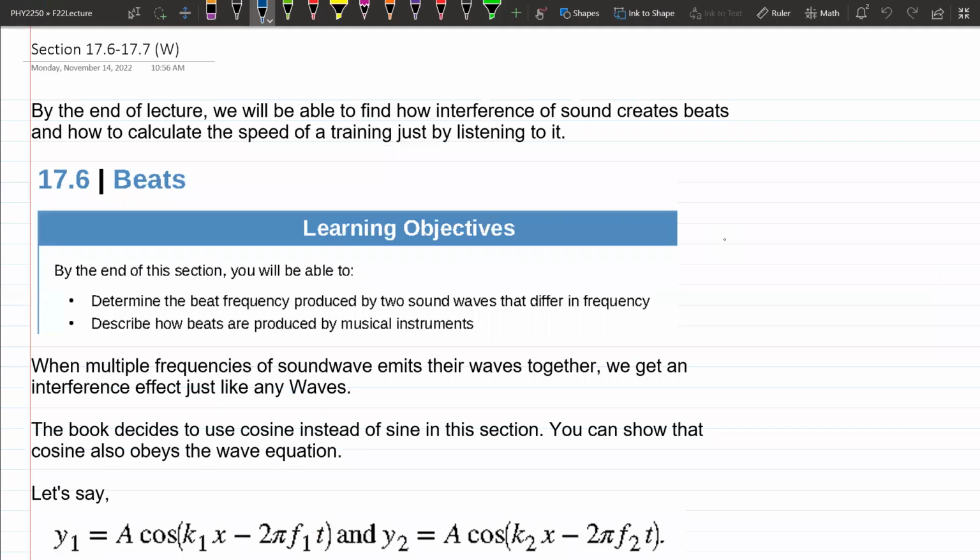Okay, so by the end of class today, we should be able to find how the interference of sound works. The reason that sound has interference is that sounds are waves, and waves have this effect of interference, right? And this will actually create these things called beats, which I will show to you guys in a second. And I'll also show how to calculate the speed of a train just by listening to it, okay? This is how we actually find out how fast things are.